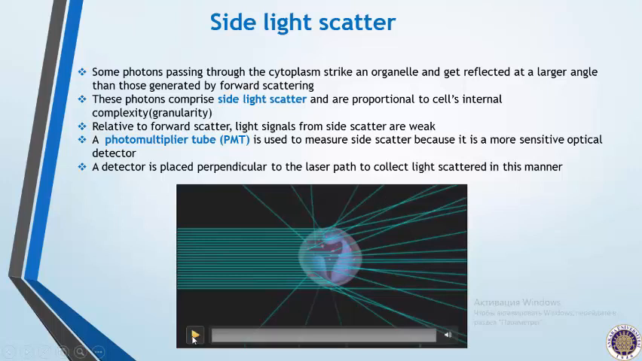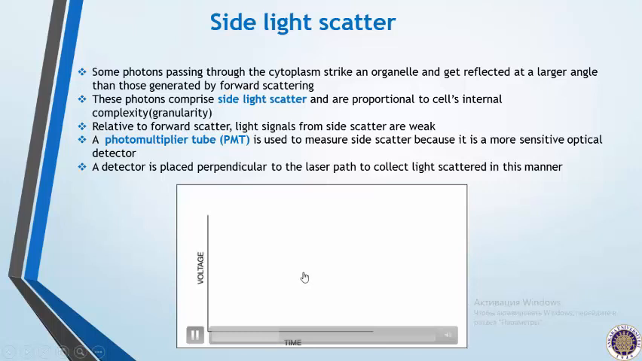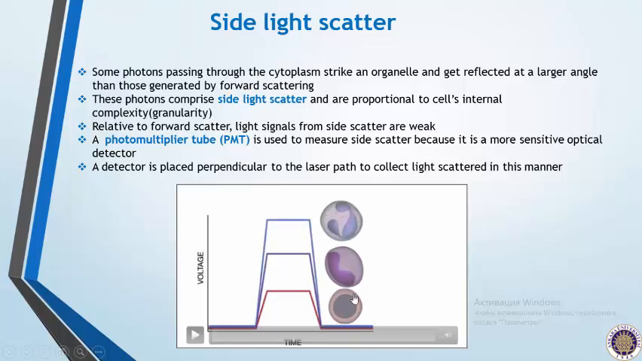This video shows how different types of scatter are produced, and it also shows that the voltage pulse produced by side scatter interacting with the cell of lower granularity is lower in amplitude than the voltage pulse produced by interaction of the laser beam with the cell of higher granularity.